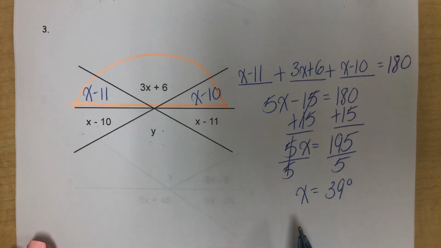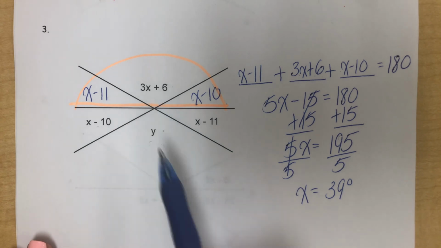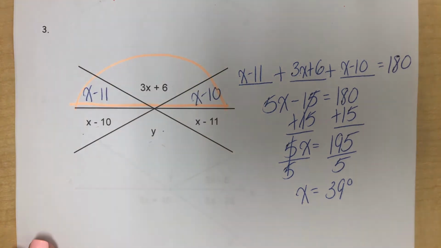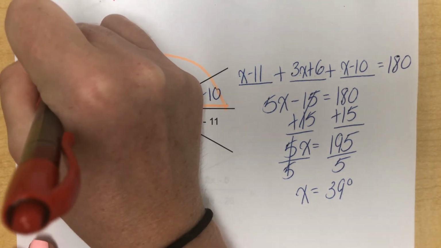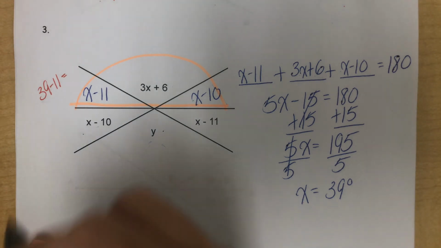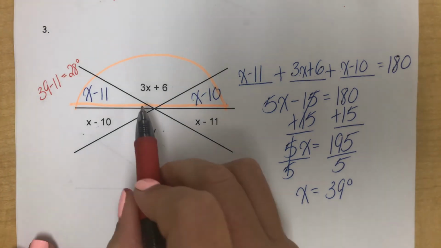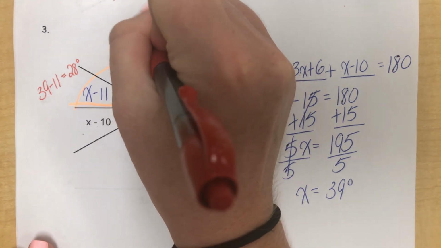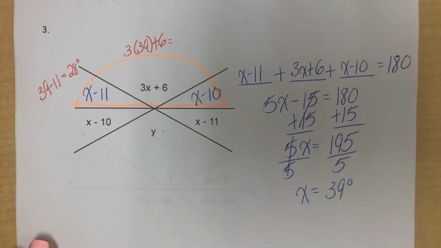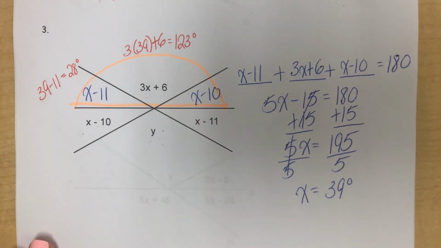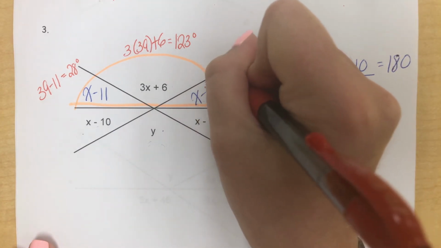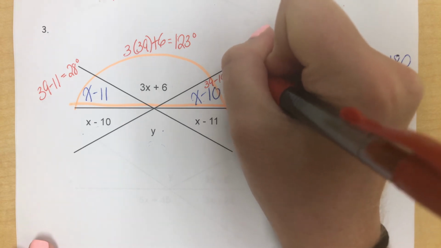But again, I'm not done. I'm not just solving for the missing variable. I have to plug it back in. So let's show that work. So if x is 39, now it's not going to be x minus 11, it'll be 39 minus 11, which is 28 degrees. Again, I won't do 3 times x. I'm going to do 3 times 39 plus 6. When I type that in, you get 123 degrees. And then again, instead of plugging in x minus 10, I'm going to do 39 minus 10. See if we can fit that in right here. And that gives me a 29 degree answer.